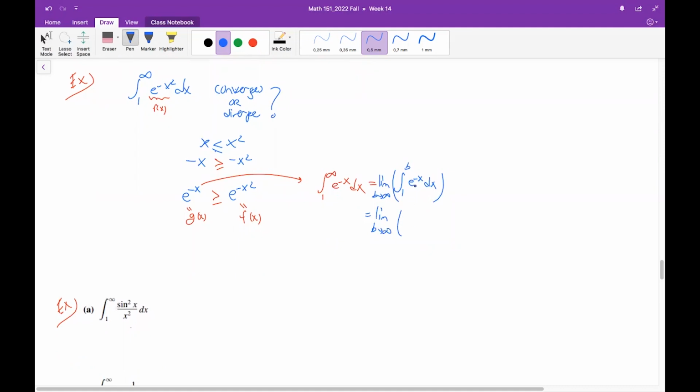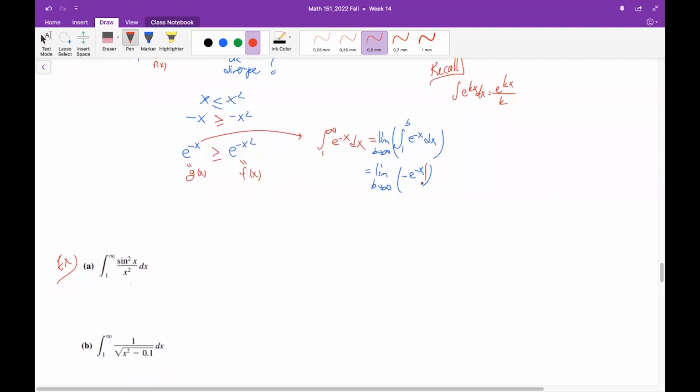So how to integrate e to the power minus x? It is itself divided by -1. That's why I put an extra -1 here. Let's recall: the integral of e to the power kx dx is itself divided by this constant k. Then you need to insert the upper and lower boundaries like that. Okay, then what do we have?